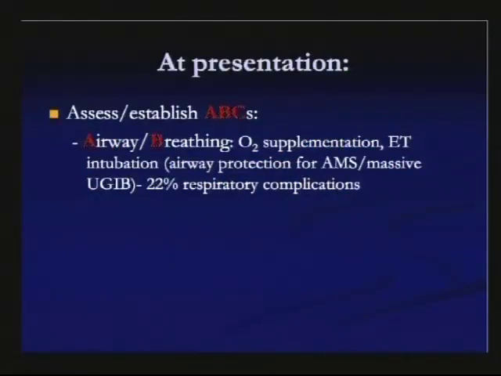ABCs, airway, breathing initially. See if the patients need to be intubated. So those are the patients that are at higher risk of complications. So if somebody presents with altered mental status, it's self-obvious, massive upper GI bleeds. So those patients need to be intubated so that we have secure airways when we want to scope them.